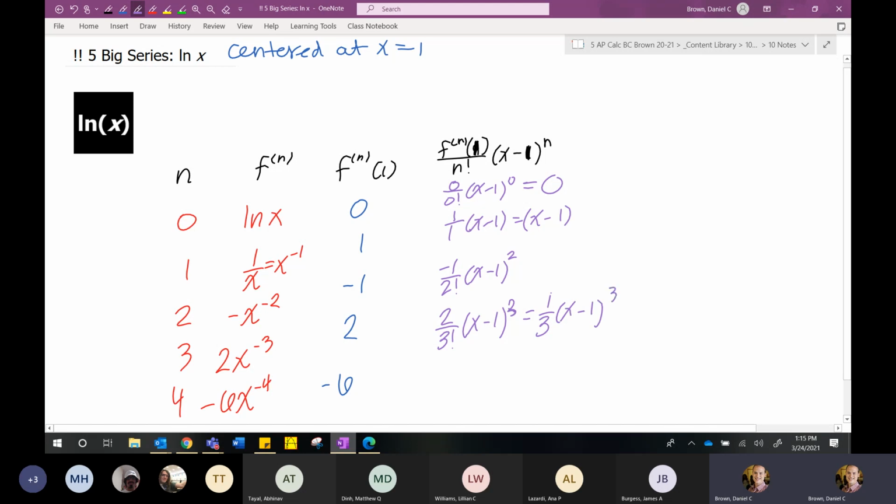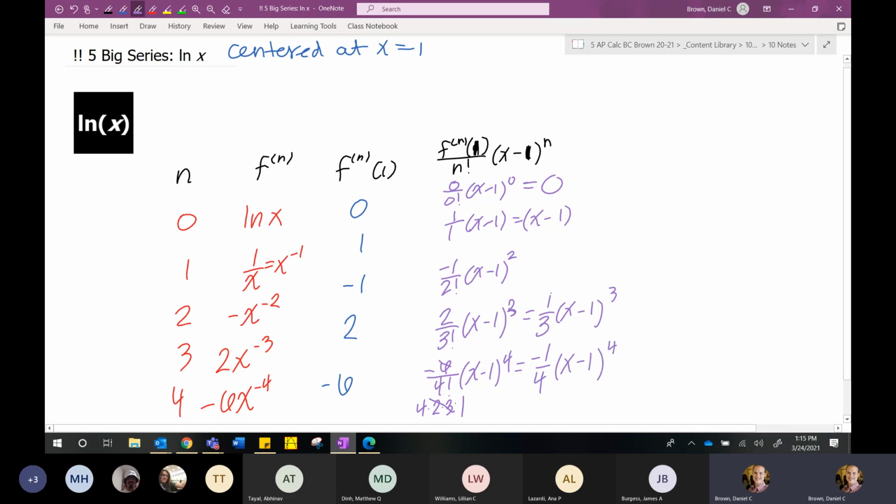Looking for that degree 4, I have negative 6 over 4 factorial, x minus 1 to the 4th. Simplifying that one, 4 factorial is 4 times 2 times 3 times 1. The 2 and the 3 cancel out with the 6. We have negative 1 over 4, x minus 1 to the 4th.